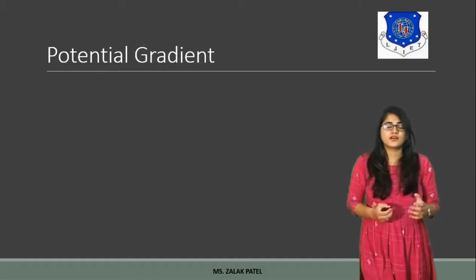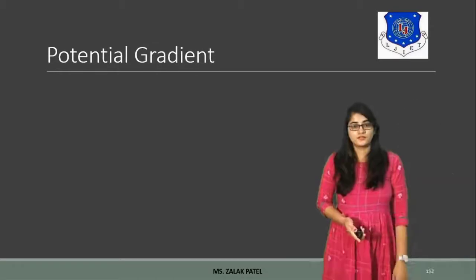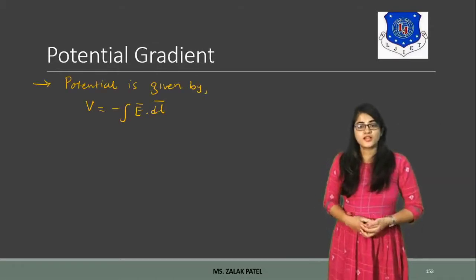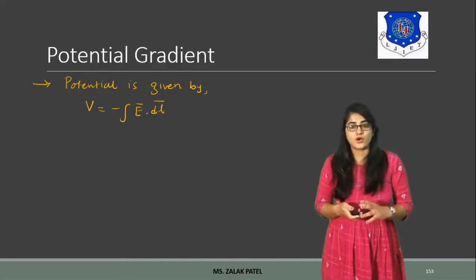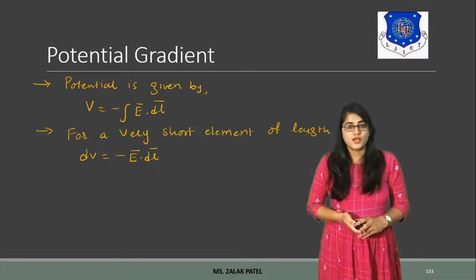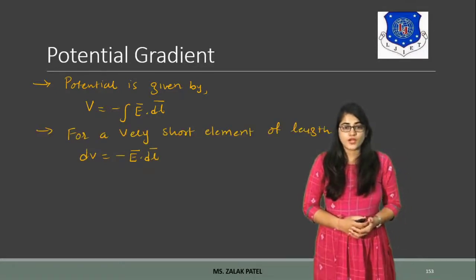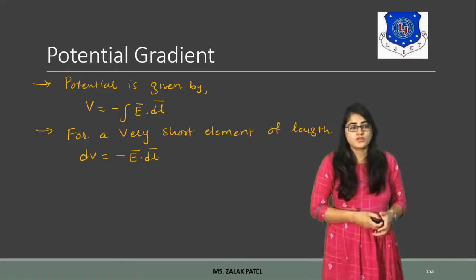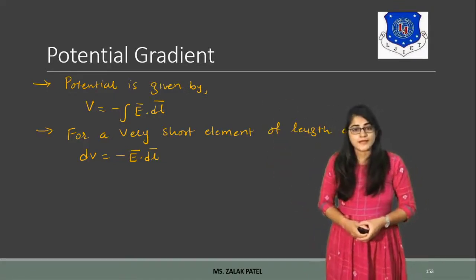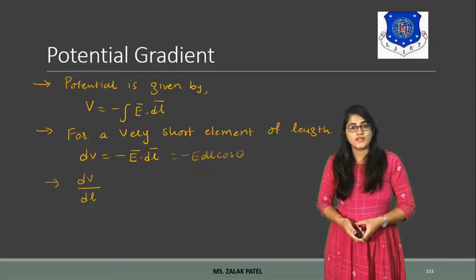Next is the concept of potential gradient. According to the equation of potential, V is equal to minus integration E bar dot dl bar. Now, if we want the differential potential, we take the differentiation on both sides of this equation. So it becomes dV equal to minus E bar dot dl bar.